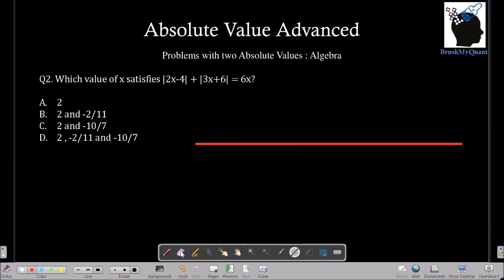And then we are going to assume that in the first case, 2x minus 4 is equal to 0. That means x is equal to 2. And in the second case, 3x plus 6 is equal to 0. That means x is equal to -2. And we are going to plot these two numbers, 2 and -2, on the number line. And then we are going to split the number line into 3 parts. X is greater than 2. X lies between 2 and minus 2. And third one is X is less than minus 2.